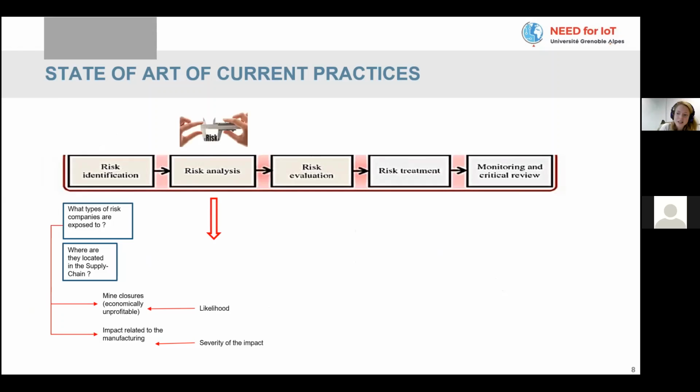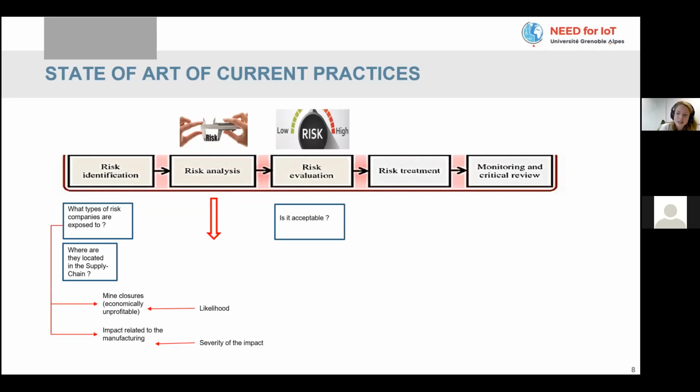The next question is how to measure. We have to measure this risk. So we have the probability that the mine will be closed. Here we have to try to define the probability that one mine in China will be closed. And we also have to evaluate the severity of this impact. The severity of this impact can be the amount of the financial impact on my company. After that, we have to see if this risk is acceptable or not.